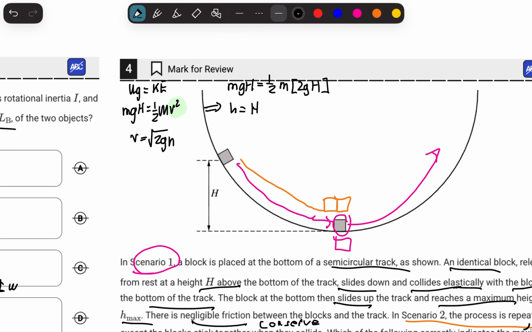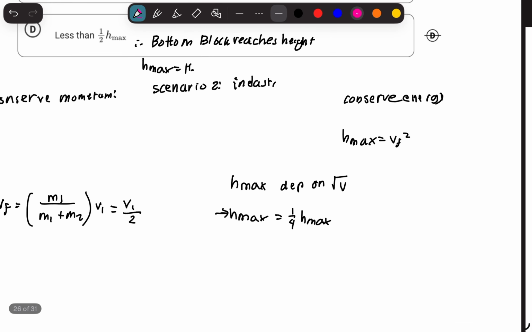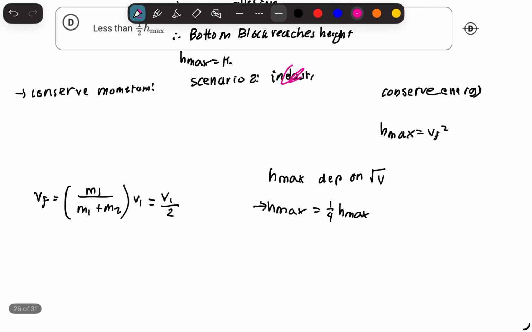So that's where you get h is equal to h. Therefore, h max is equal to h for scenario 1. Now, what about in scenario 2? This is when you have an inelastic collision. It's a perfectly inelastic collision. So that's when they stick.